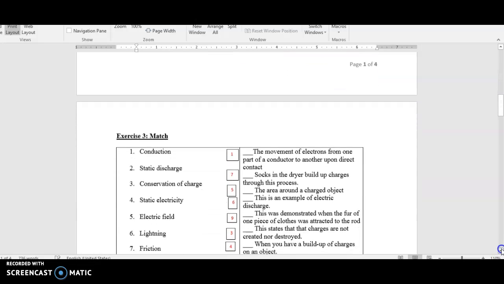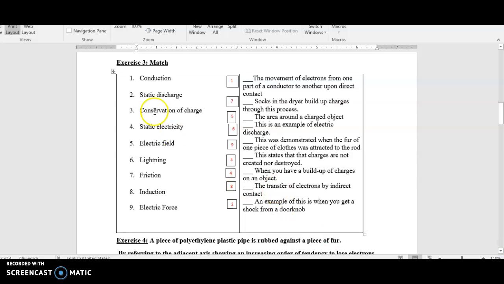Now, exercise 3, you have to match. Conduction is the movement of electrons from one part of a conductor to another upon direct contact. So there are two conditions here that must be satisfied so that we consider the method of charging to be conduction. One is that the two objects must be conductors, and the other is that they must be in contact, otherwise conduction won't take place.